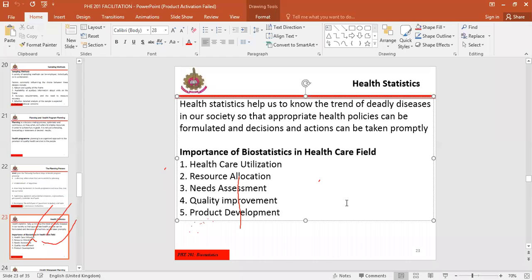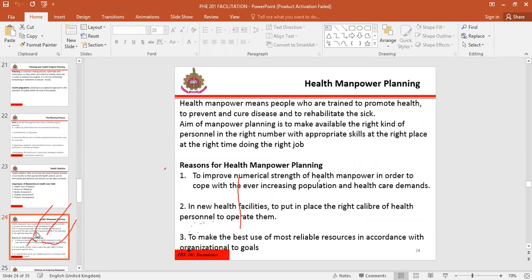And there are some importances of biostatistics in the healthcare system. This includes the utilization of the healthcare system. It brings about adequate allocation of resources. It brings about the assessment of needs of the healthcare system, and also it can be used to evaluate quality improvements in every area of the healthcare field. And last but not the least, it could bring about product development. Now, health manpower planning.